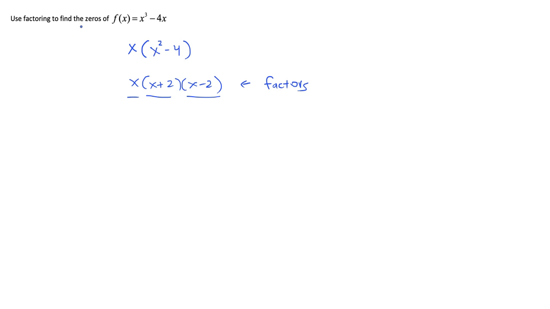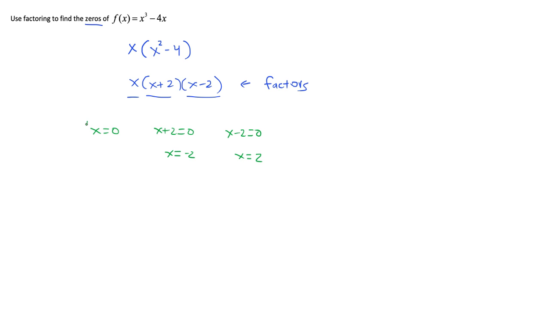The question is asking to find the zeros. Okay, so what are essentially the values that we can plug in here to make this equal to 0, right? So the way we do that is we just set each factor equal to 0. So we get x equals 0, we get x plus 2 equals 0, and we get x minus 2 equals 0. So once we solve these, you notice we get x equals negative 2, and when we add the 2 here, we get x equals positive 2.